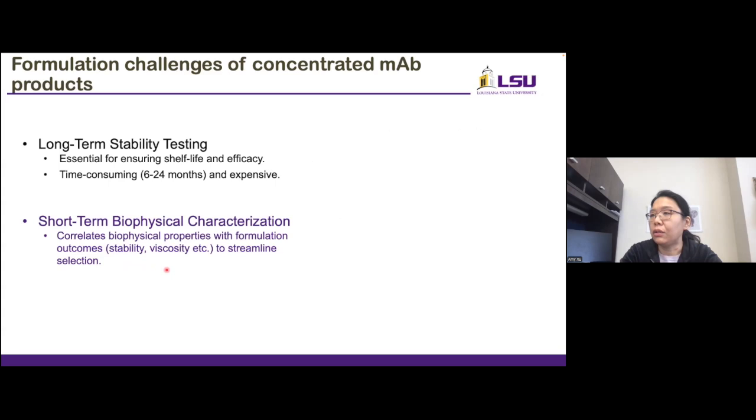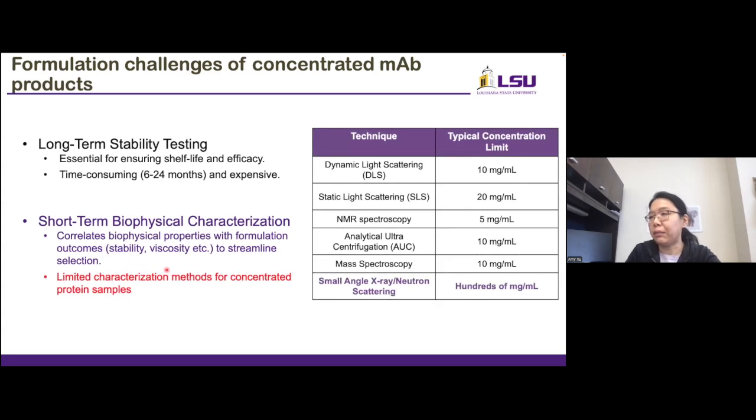When it comes to characterization methods, there are many commonly used techniques, but typically these techniques have certain concentration limits. In contrast to all the techniques shown here, small angle X-ray and neutron scattering can be used to measure a wide range of protein concentrations, from just a few milligrams per mL all the way up to hundreds of milligrams per mL. That's why we are interested in using small angle X-ray and neutron scattering to study antibodies in solution.